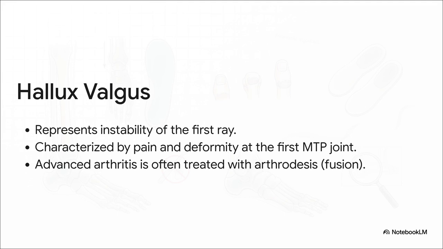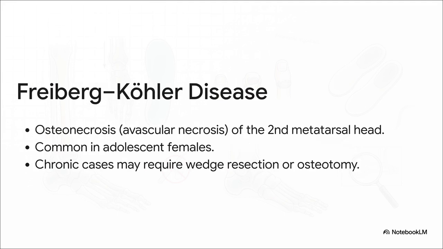Now, if you have a patient who comes in with pain that's located specifically at the second metatarsal head, you have to have Freiberg-Köhler disease on your differential. This is avascular necrosis, which leads to a collapse of the articular surface. Early on, you can manage it conservatively, but chronic deformity is often going to need surgical correction.